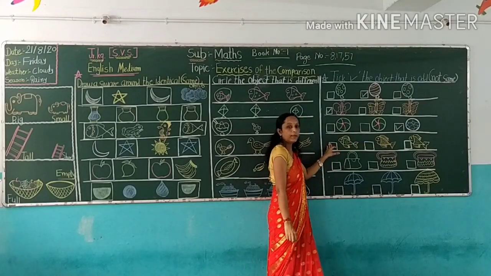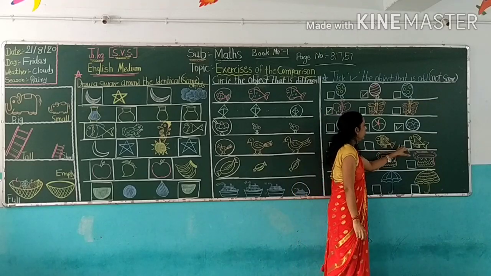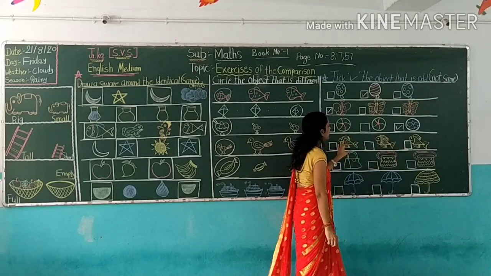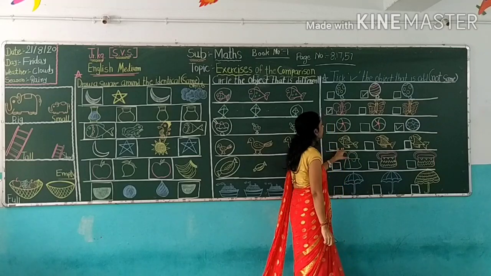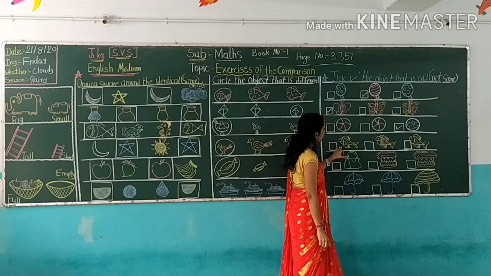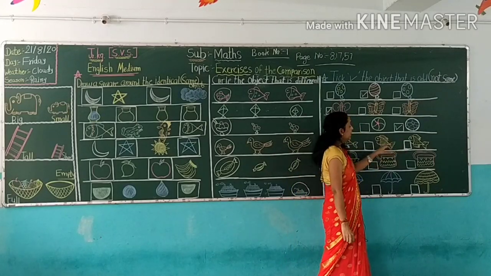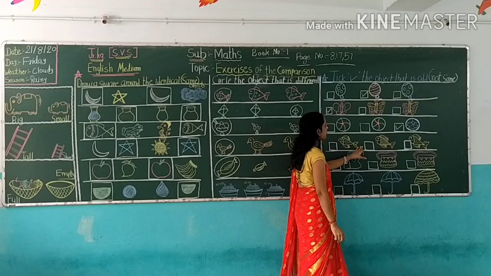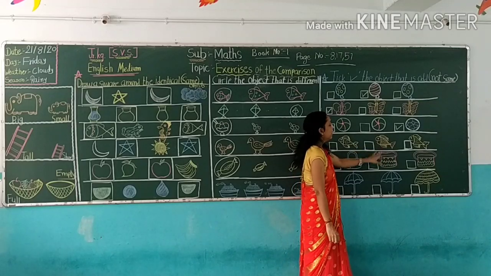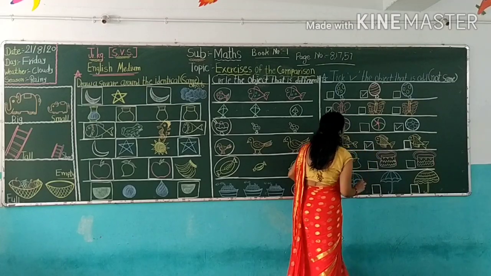And what are these? These are pieces. How many pieces? 1, 2, 3. So student, which piece is different? Tell me. Which piece? This? No. This? No. This? Yes. This piece is odd. Okay. So tick the right here.